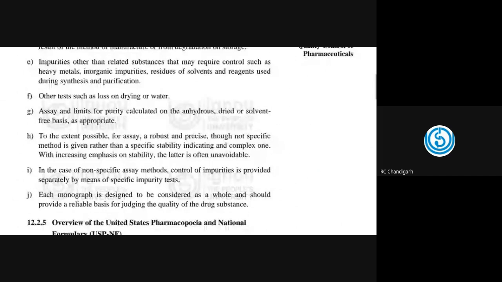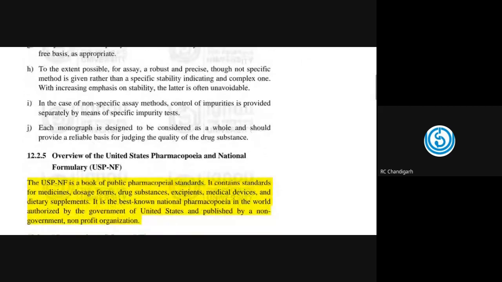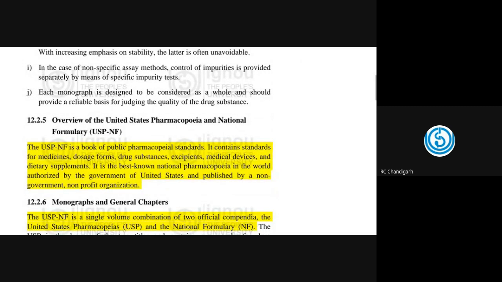Limits are calculated on the anhydrous, dried or solvent-free basis to the extent possible. For assay, a robust and precise, though not specific, method is given rather than a specific, stability-indicating and complex one. In the case of non-specific assay methods, control of impurities is provided separately by means of specific impurity tests. Each monograph is designed to be considered as a whole and should provide a reliable basis for judging the quality of drug substances.